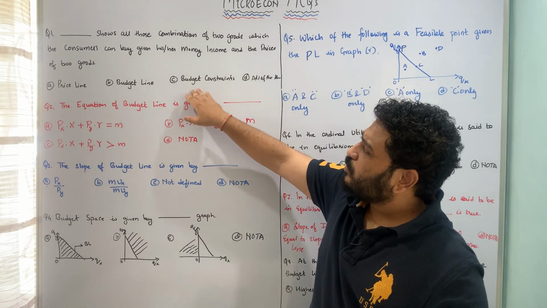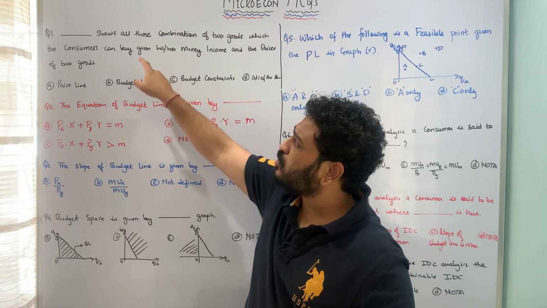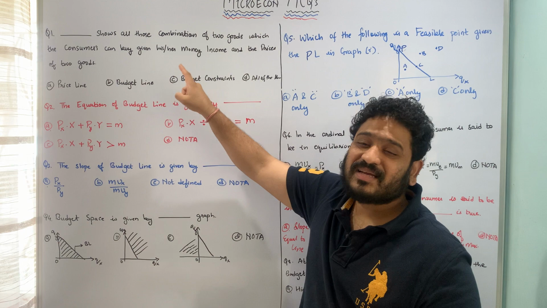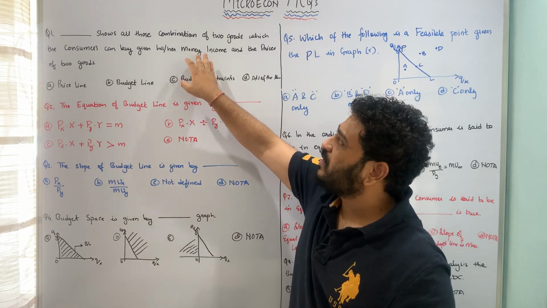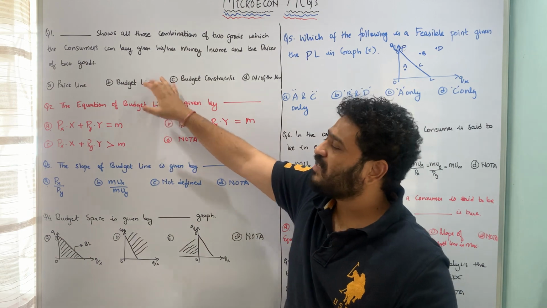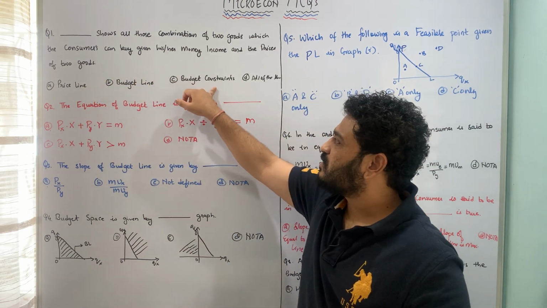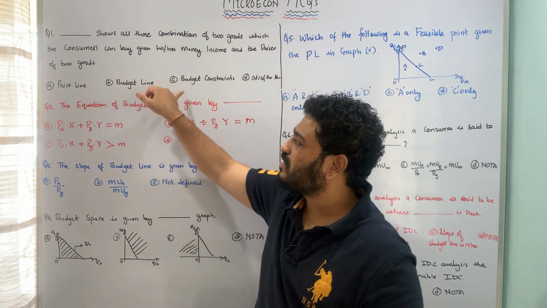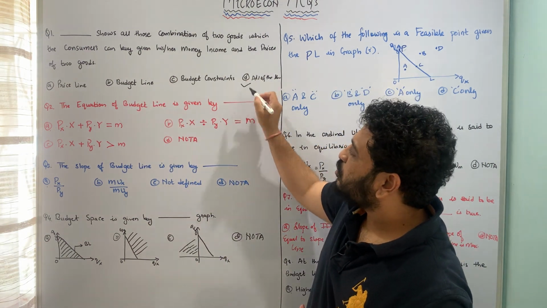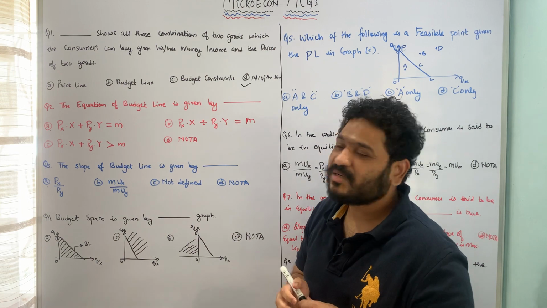So here, if you read carefully, dash shows all those combination of two goods which the consumer can buy given his or her money income and the prices of two goods. This means budget line, price line as well as budget constraint. These are all synonymous to each other. That means all of the above is the correct answer. So a budget line is also called as price line. It is also called as budget constraints.